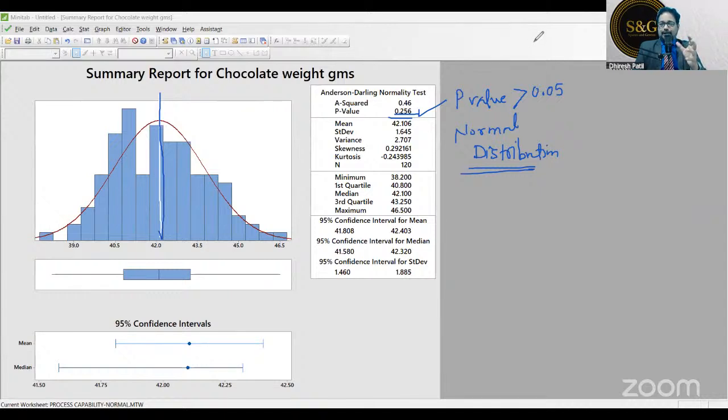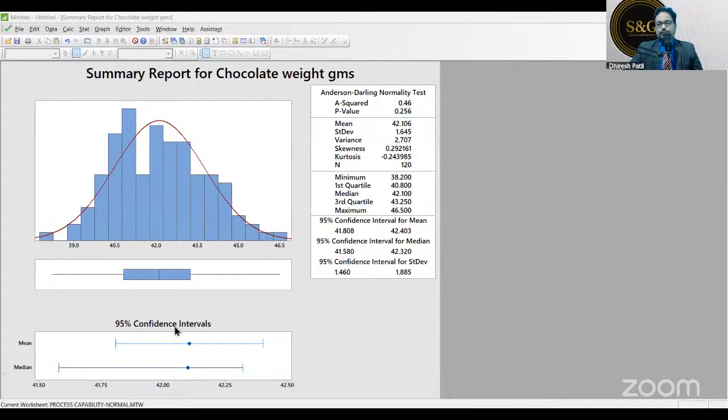Nature is normally distributed. Naturally, you will get a normal distribution. Only thing is that you need to collect enough data points. If you collect at least 30 data points in continuous data, you can get normal distribution naturally. Clear, everybody? So this is normally distributed data. That's why we are selecting normal in the process capability analysis. Are you clear with this? Just give me yes in the chat box. Clear hai sabko? Give me yes. Very good.